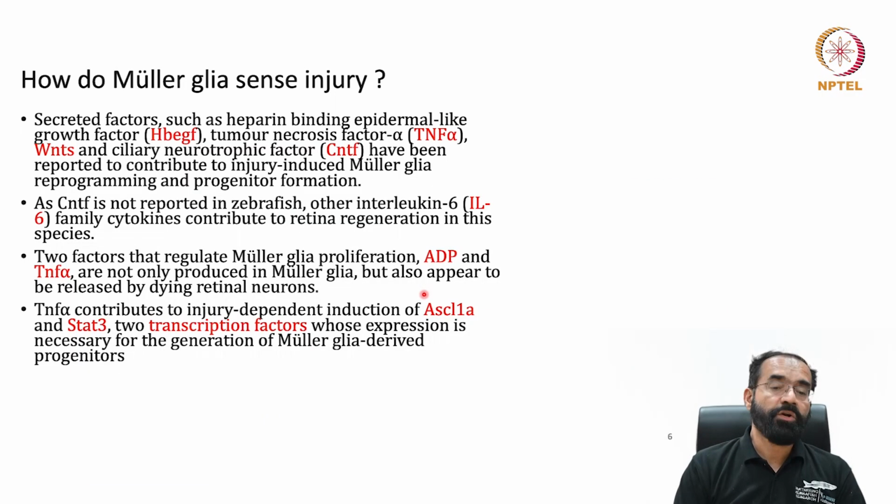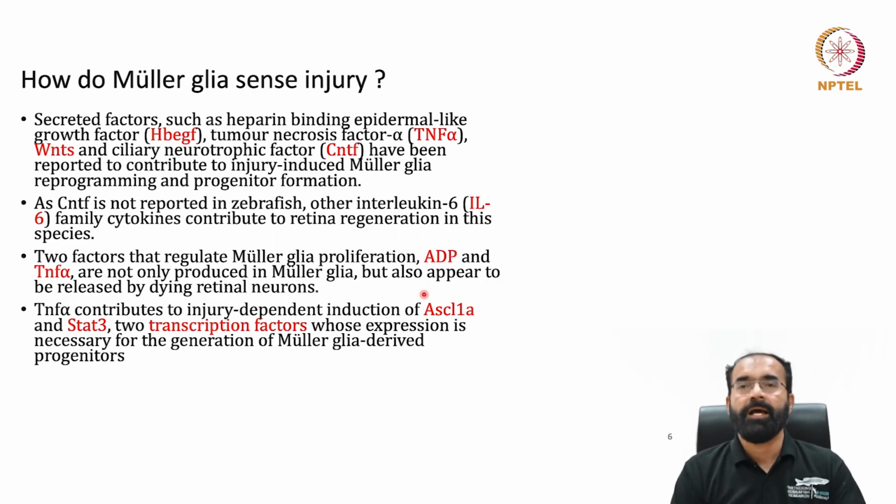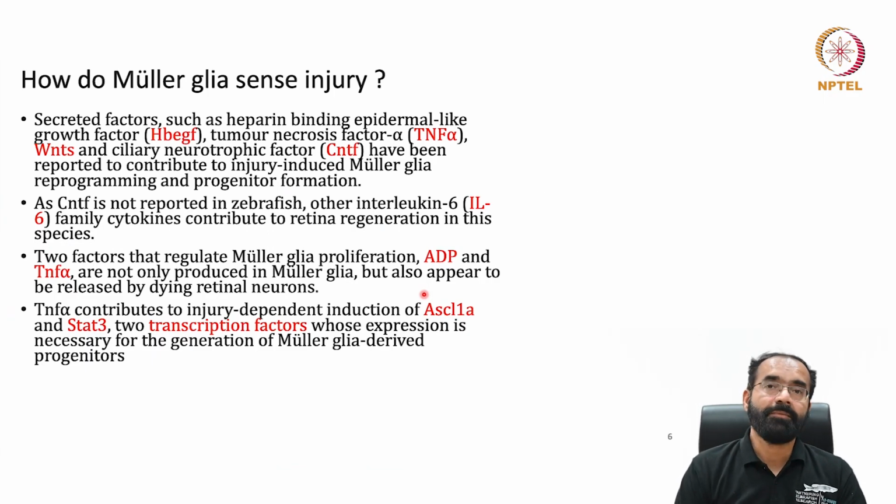So the important question is, based on these factors, how do the Muller glia sense the injury? Someone has to tell the Muller glia that there is an injury. Of course, many factors contribute to it. Sometimes it may be reactive oxygen species, sometimes it may be the blood clot, sometimes it may be the PDGF, etc., that is induced because of an injury, a bloody wound. So these things contribute to how the Muller glia is able to respond.